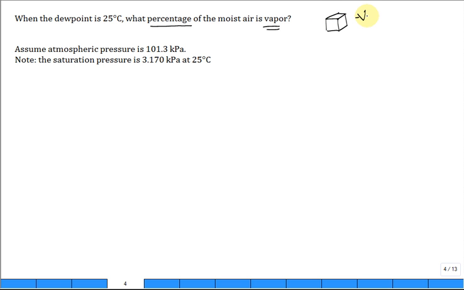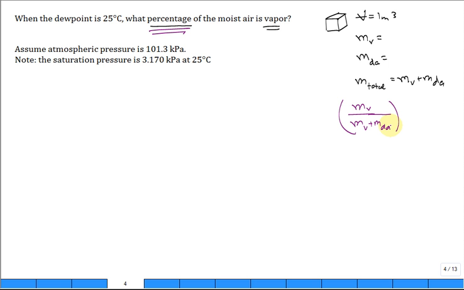Maybe the volume is 1 cubic meter. Think about calculating the mass of the vapor in that cubic meter, and the mass of the dry air in that cubic meter. The total mass of the gas is the sum of the mass of the vapor plus the mass of the dry air. And if you wanted to calculate the percentage of the moist air that is vapor, wouldn't it be the mass vapor divided by mass total, which is mass vapor plus mass dry air? That's all. Calculate that percentage.